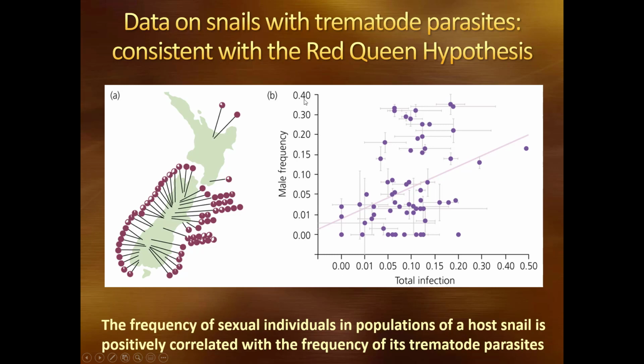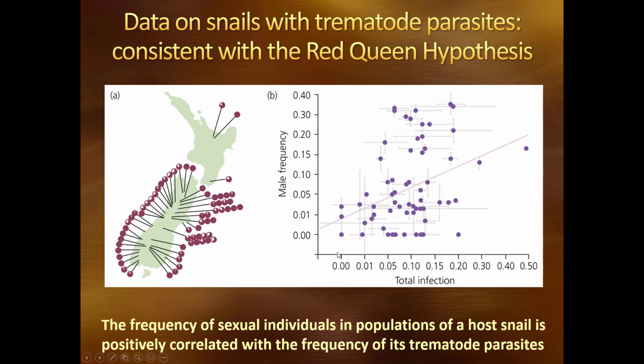So you can see over here the male frequency is anywhere from 0 in these ones that are completely solid to almost about, say, 0.35 in some of these ones that have a larger white area in them. So some populations are producing about 35% males, and then there's lots of populations that aren't producing any males. But what they're doing also is they're correlating that with the infection rate. So this infection rate is essentially looking at the level of infection by these trematode parasites.